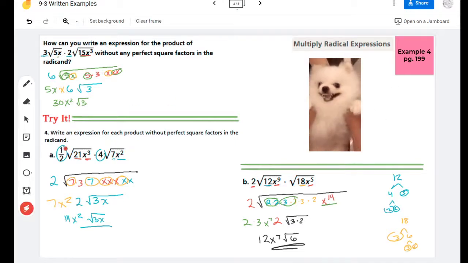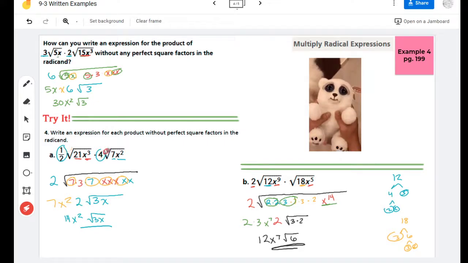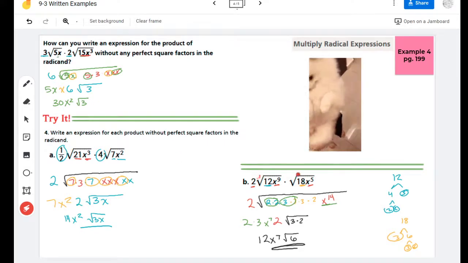And remember, you can only do that when they have the same index, the same number right here on the radical.